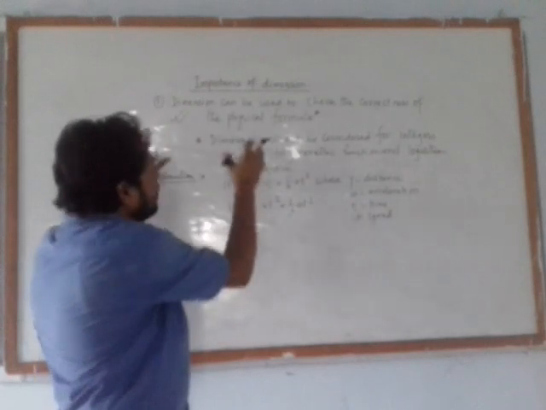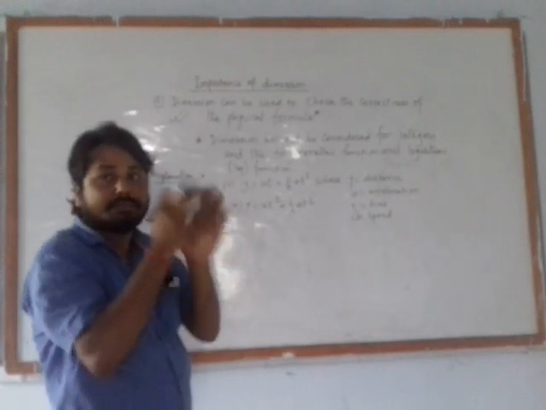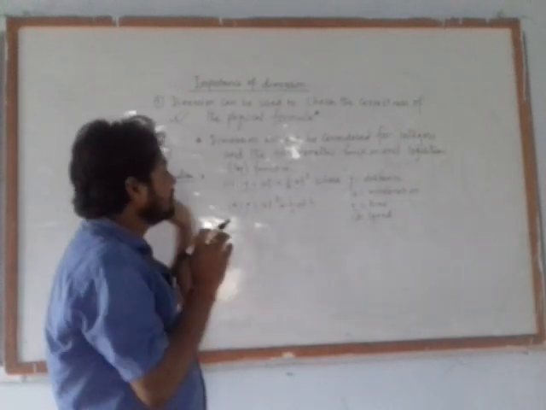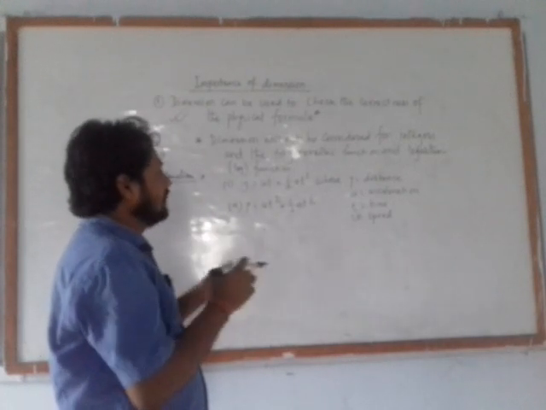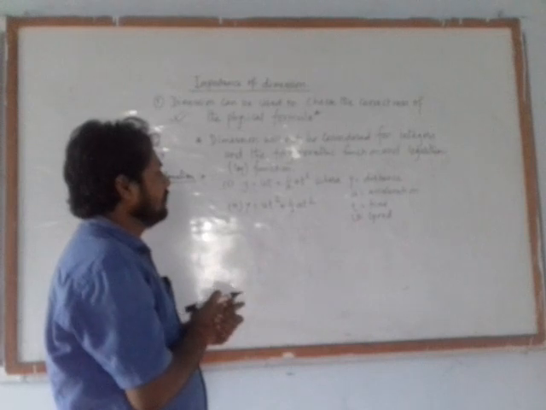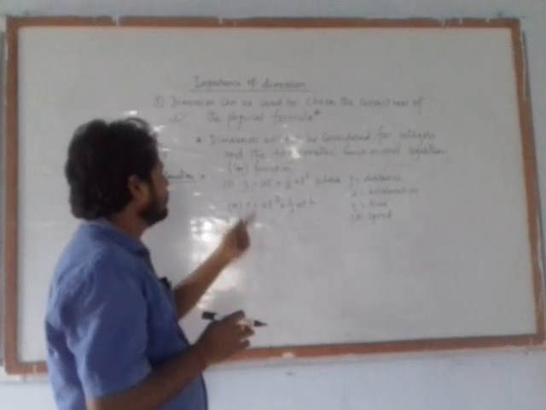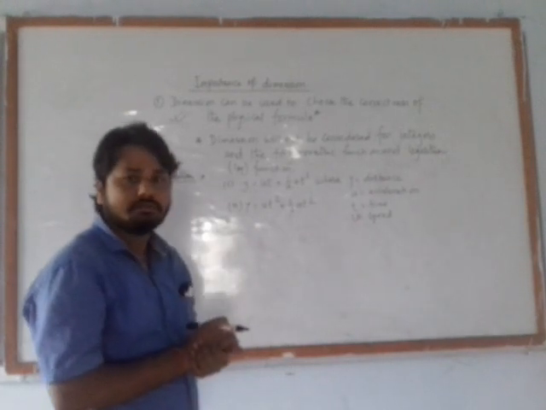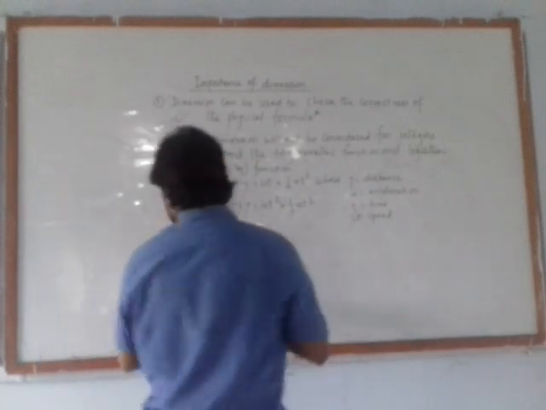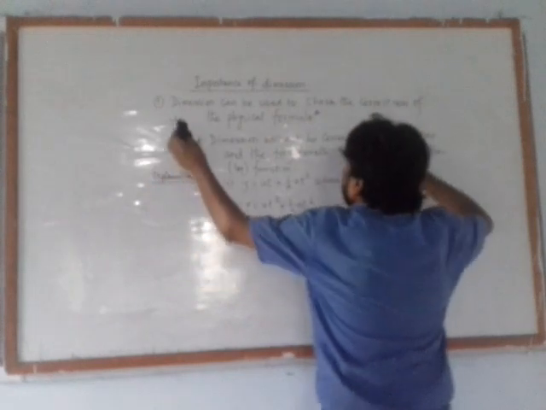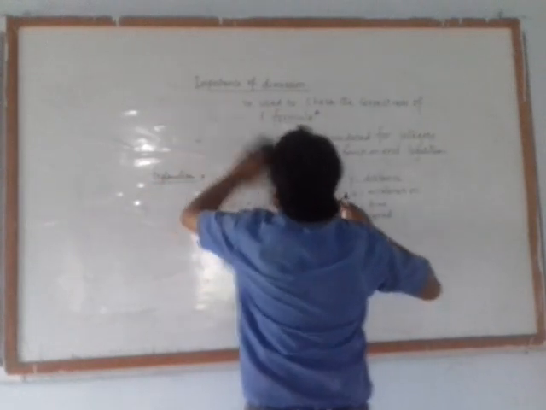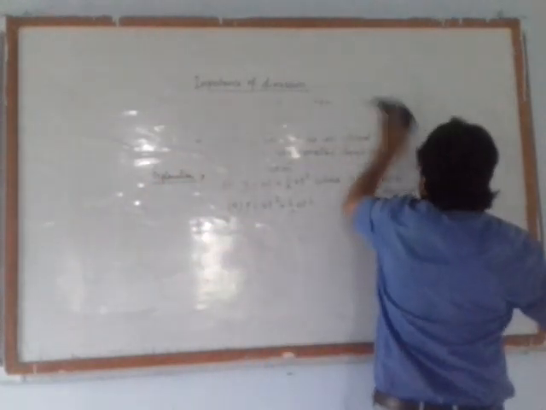But with the help of dimensional analysis, we have to check whether this equation is correct or not. Okay, so there is a very simple method. With this method we can say this equation is correct and this equation is wrong. Let us see how, to check the correctness of the equation.